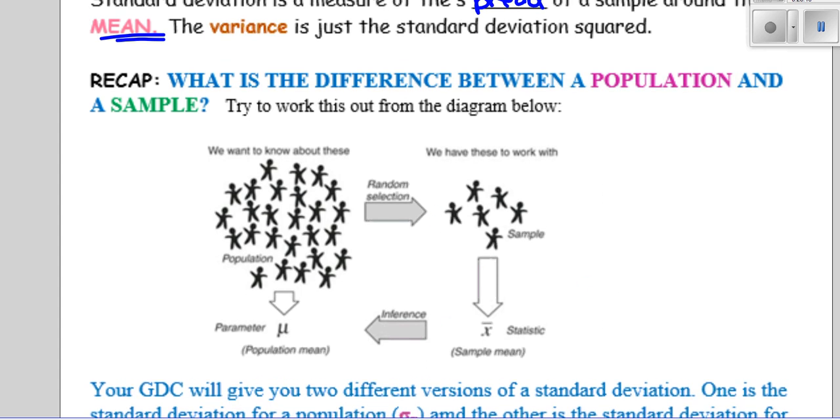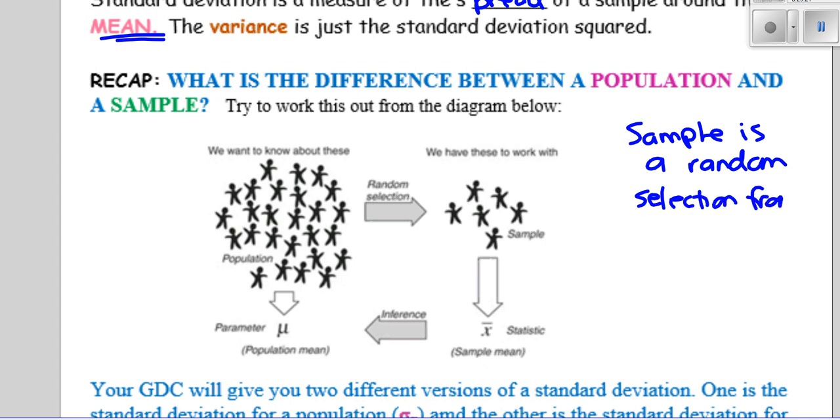Lauren, what is the difference between a population and a sample? A population is a big group. A sample is a smaller portion of that population. That's right. Population is a big group, and a sample is a random selection from the population.